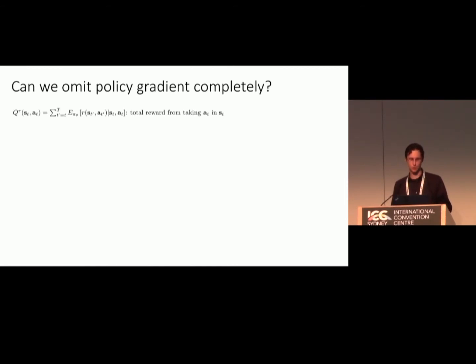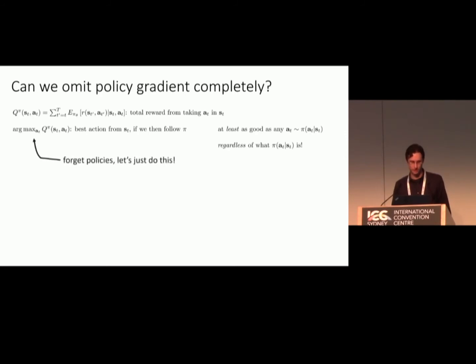So let's recall some definitions. The Q function is the expectation of the total reward under your policy. And if you take the action that the Q function thinks is best, that's the best action from that state if you then follow the policy pi. So it's at least as good as any action that you would sample from pi, right? Any action that you sample from pi has to be as good or worse than this max, regardless actually of what pi is, provided that Q is the Q function for pi.